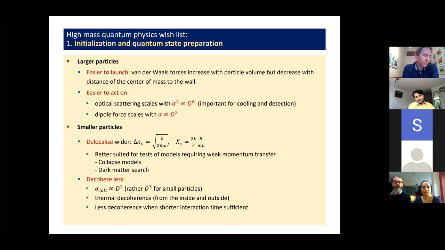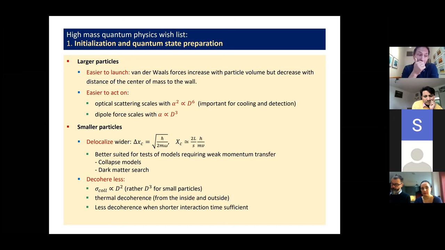Then, to make these initial states from the beginning, of course, some of these experiments really want the highest possible mass, but that's not always the case. For instance, for collapse model testing, you would rather want to have something like a 100 nanometer superposition, even if it's only 10 to the 8 mass units, than a femtometer superposition at 10 to the 14 mass units. So for that kind of test, there's a very specific parameter set.